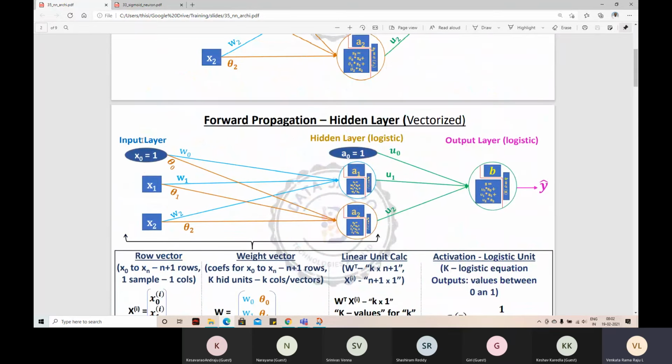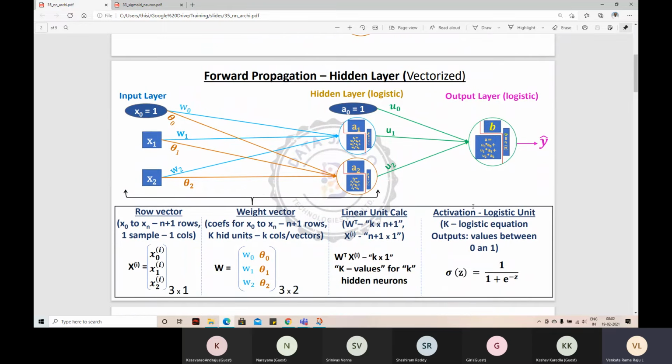The calculation between the input layer and the hidden layer. See this here? This is how it happens. Suppose that there is a row vector like this: X0, X1, X2, where 0, 1, 2 indicate the columns and i is the row. So I have taken the ith row.